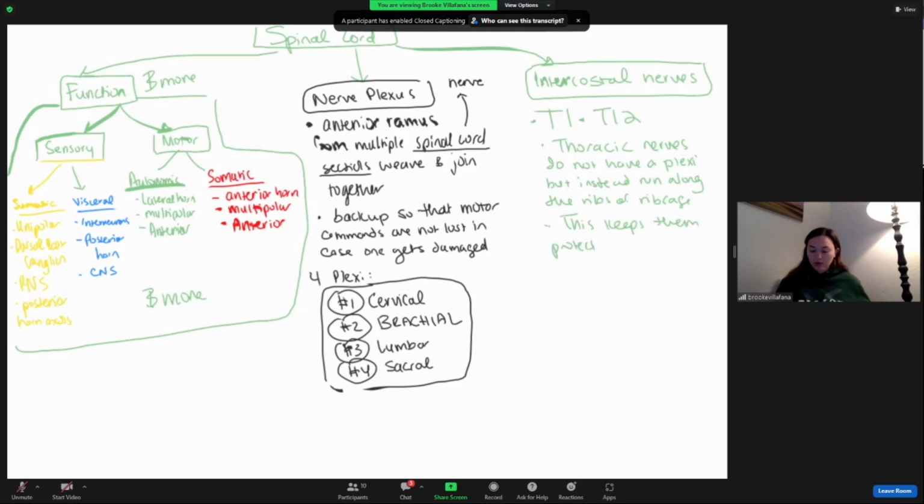These are also nerves that are governing your breathing and your heart, right? So we need to make sure we keep them protected. All right, so that's intercostal nerves and nerve plexus.